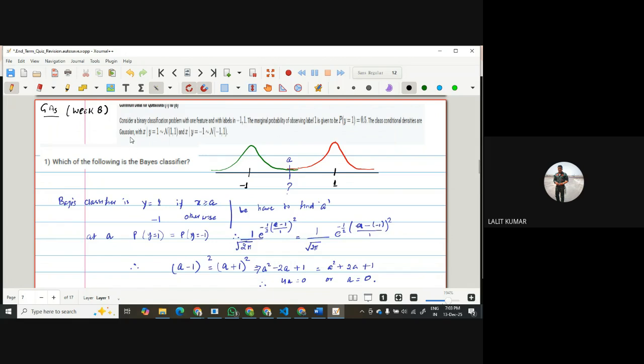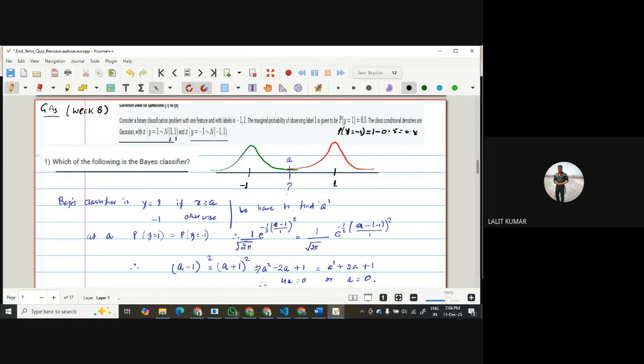Question number 1: consider a binary classification problem with one feature, and the labels are -1, 1. The marginal probability of observing label 1 is given, P(y = 1) = 0.5. Therefore, the probability of y = -1 will also be 1 minus 0.5, which is 0.5. The class conditional densities are Gaussian. So this is a Gaussian with mean 1, variance 1 for y = 1, and mean -1, variance 1 for y = -1. Which of the following is a Bayes classifier?